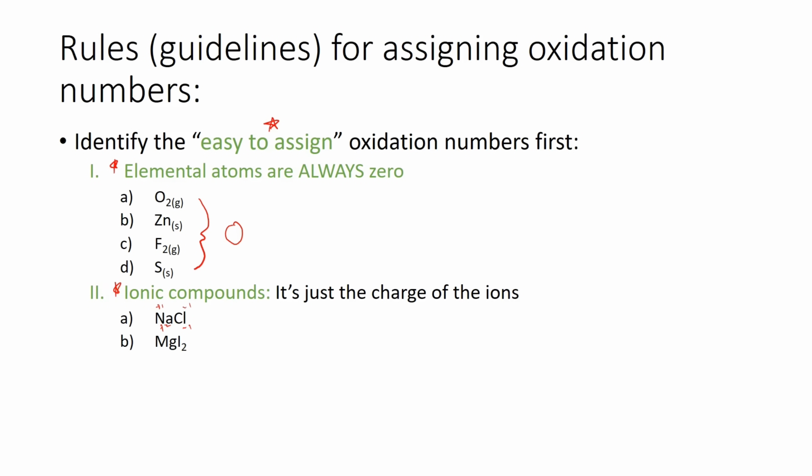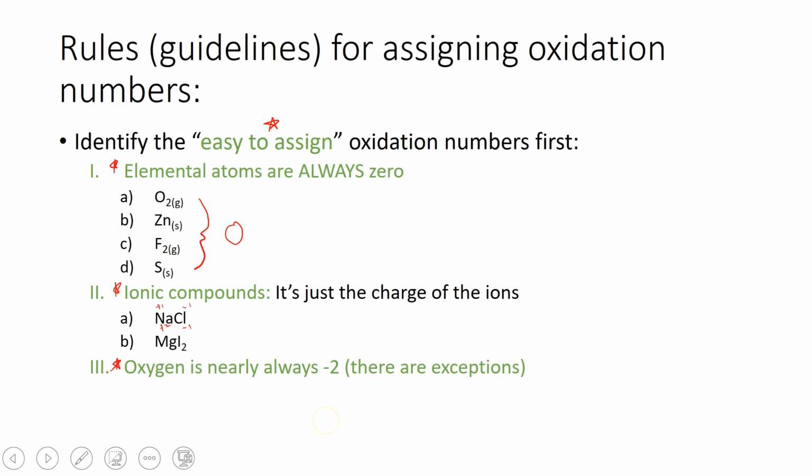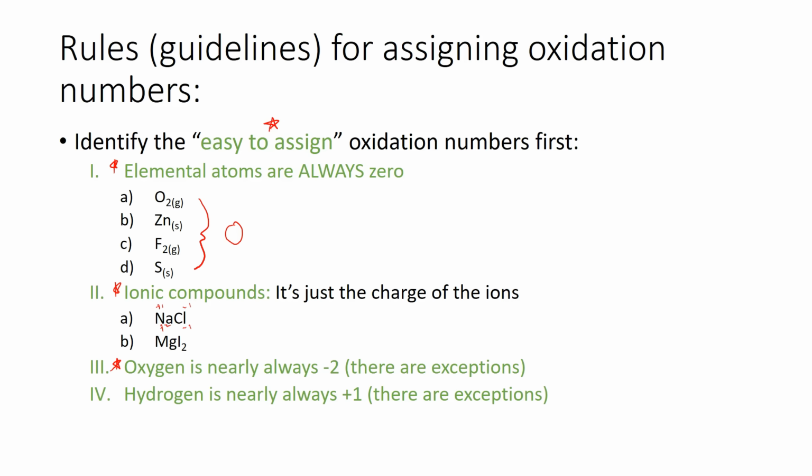Now the other ones we're going to use probably most often is oxygen. Oxygen is nearly always going to be a -2. There are exceptions, like in peroxides, etc. But for us in our high school level CP chemistry class, we are going to assume that oxygen is going to be a -2. So we can use that as one of our easy-to-assign elements. And the other one that's similar to oxygen, in that it's nearly always true but not always, is hydrogen.